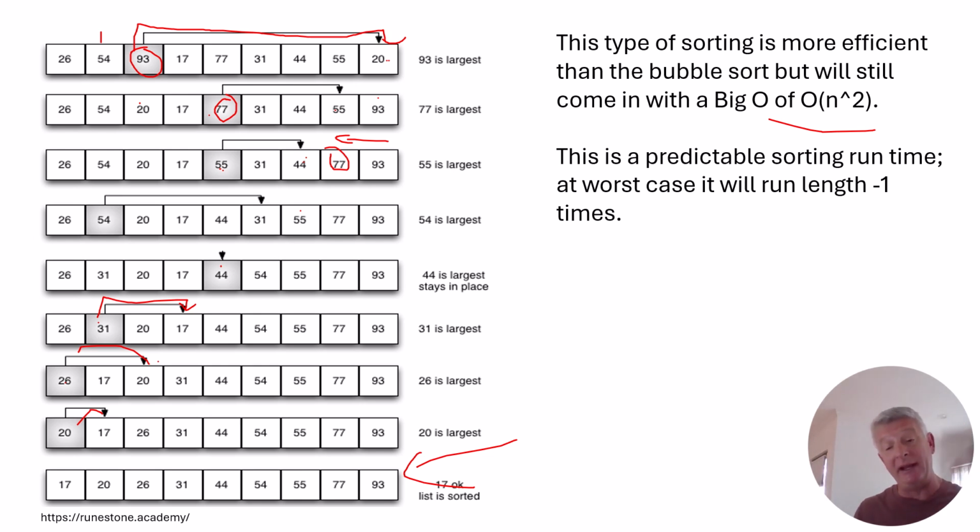This runs also at O of n squared. It's going to run with a nested loop, and I'll show you the code. And you'll say, oh, it's a nested loop. So we have O of n squared for bubble sort, O of n squared for selection sort. Okay, let's go to the other one.